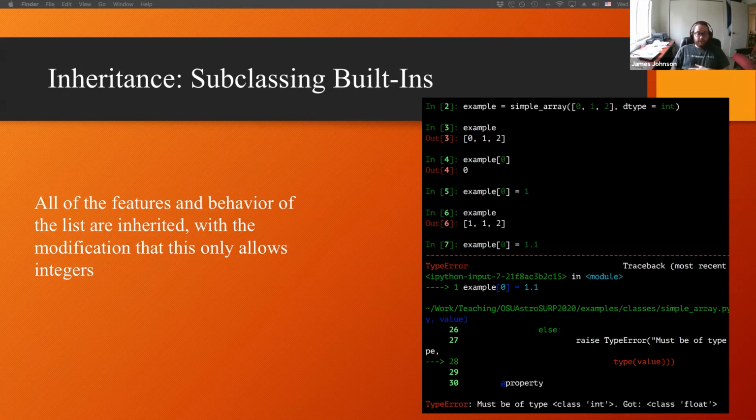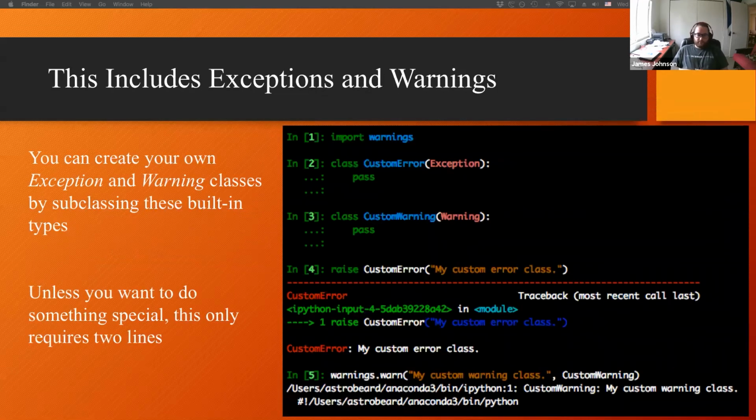You can also create, with this exact same process, only even less work, even fewer lines, you can subclass exceptions and warnings too, to make your own error classes and your own warning class. So if you haven't seen it before, the warnings module is in the Python standard library. You don't have to install anything to get the warnings module. If you have Python, you have the warnings module. And that is how warnings are raised.